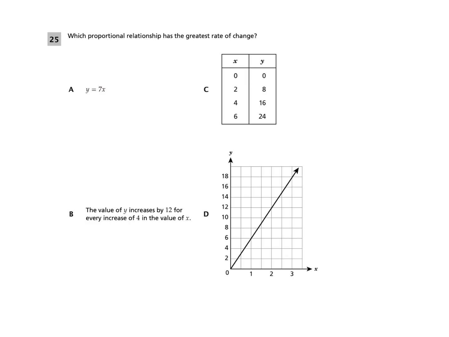All right, 25, another really good problem. Which proportional relationship has the greatest rate of change? Proportional relationship, we already talked about this, but it's a line, and it passes through the origin, the point 0, 0. Okay, has the greatest rate of change. They're talking about the slope, or in this case, they're going to be talking about k, the constant of proportionality.